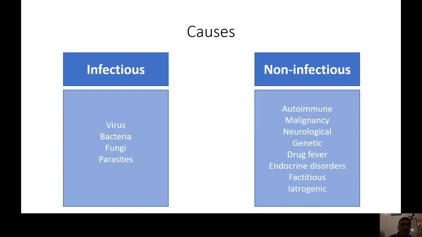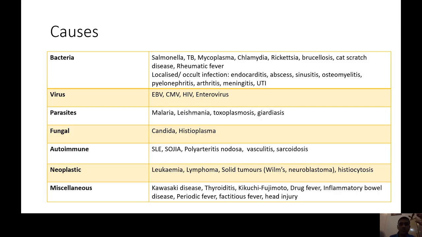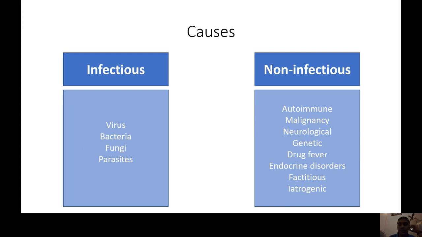So we can broadly classify the causes as infectious and non-infectious. Most of the time you will be dealing with infections. They could be viruses, bacteria, fungi, or parasites. When it comes to non-infectious causes, you might be dealing with autoimmune diseases, malignancies, and certain neurological conditions where the hypothalamus cannot regulate the temperature. Then there's something called drug fever, where a patient on lots of antibiotics can develop fever from that itself. Then there are endocrine disorders such as thyroiditis. And of course, from time to time we might find factitious or iatrogenic fevers.